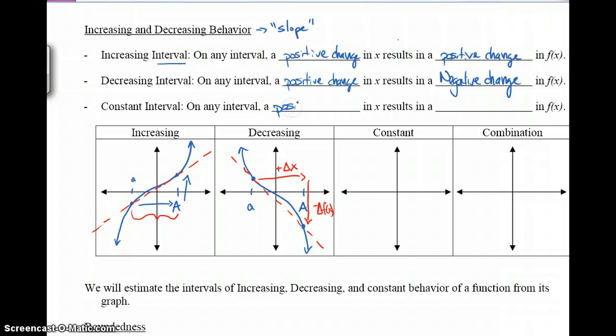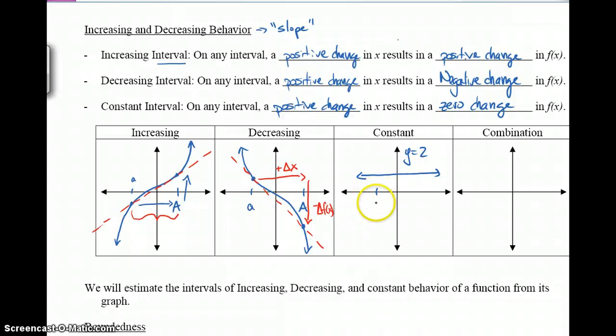The last one is a constant interval. Again, we'll talk about positive change in terms of x. But in this case, we've talked about positive change in f of x and negative change in f of x. Well, what's left? The last thing that we're left with is that there is no change, or what we also say a zero change in f of x. We see this in equations like y equals 2. Okay, it's a constant function. It is just a flat line.